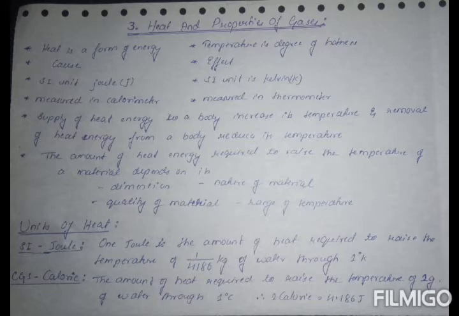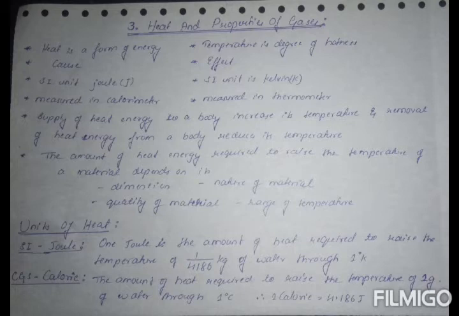You may get confused that heat and temperature are the same, but there is a difference between both of them. Heat is a cause and temperature is an effect. The SI unit of heat is joule and the SI unit of temperature is Kelvin. Heat is measured in a calorimeter, whereas temperature is measured in a thermometer.